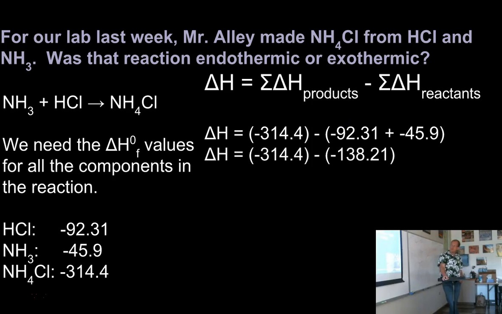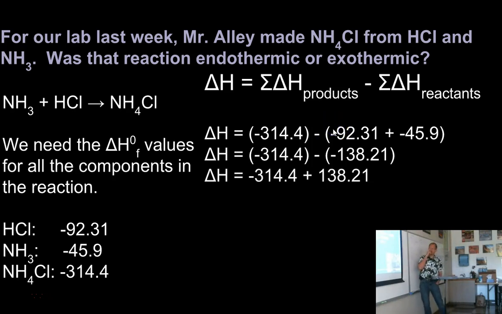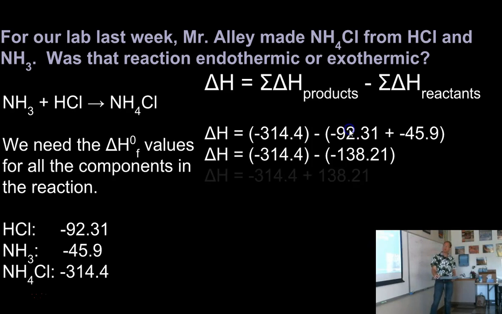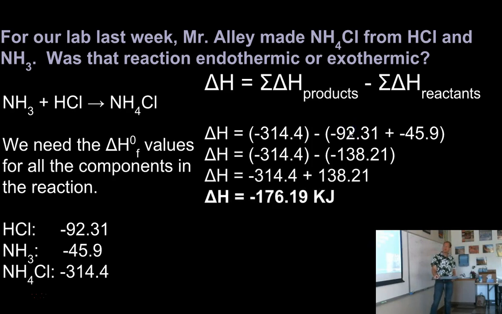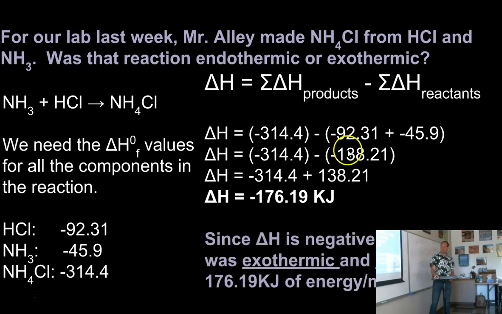If I subtract, now watch your signs. This is 7th grade algebra, pre-algebra stuff. But make sure that you just watch your signs. You're subtracting a negative, so that actually turns into an addition statement. So negative 314.4 plus 138.21 gives you negative 176.19 kilojoules. So my value for delta H is a negative number, which means it's exothermic. Okay, it released 176.19 kilojoules of energy when I did this.